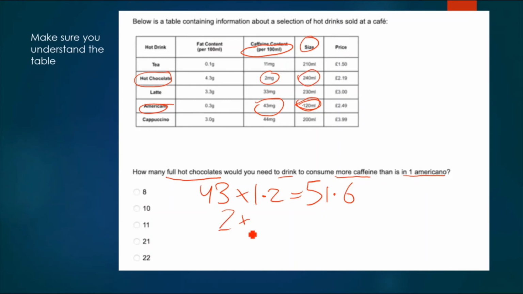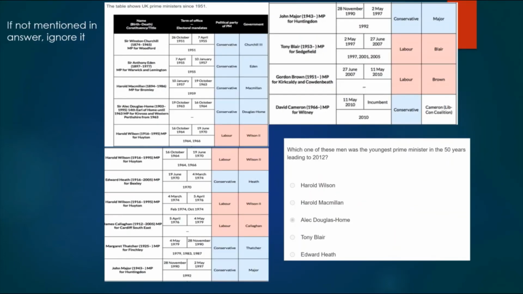You would do 2 times 2.4, which will give you 4.8. And then you would divide that 51.6 by 4.8, and this would give you 10.75, and your correct answer will be 11. So you can see, if you don't read the question properly and carefully, you will end up getting the wrong answer. Next, if it's not mentioned in the answer, ignore it.